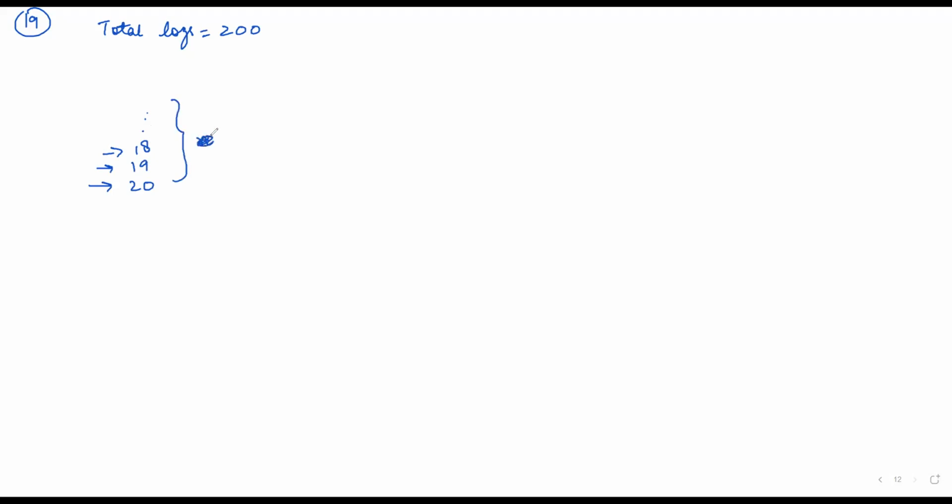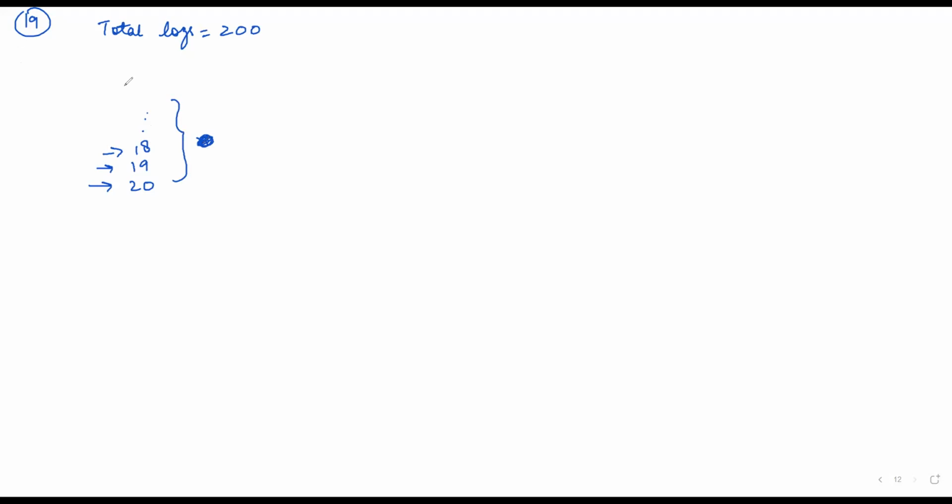Okay, let's see what is asked in the question. Ultimately, you have to tell how many rows will be made and how many logs will be there in the top row. Understood, Hamna? Yes, ma'am. Okay.